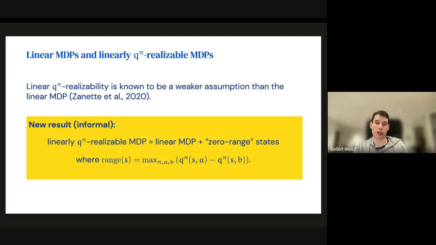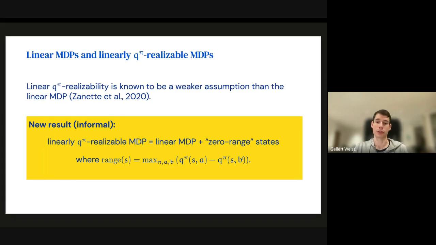And so here we say explicitly what the range means. The range of a state S will be the maximum Q difference that the choice of the action can make in that state. So we're taking the maximum over action A and alternative action B, but also over policy pi, of the qπ of taking the better action minus the qπ of taking the worse action. And so you can think of this as the maximum regret you could possibly encounter in state S.